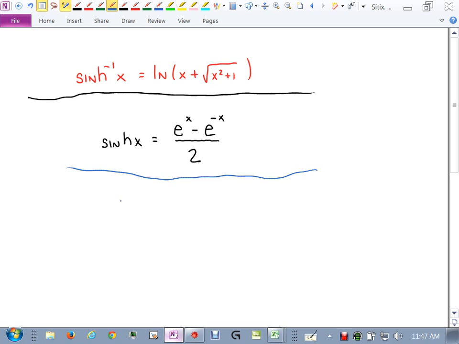So we know that sine hyperbolic x equals y means that x equals sine hyperbolic inverse of y. Is that what you were saying? Okay, I'll agree with that. But what does that do for me? Does that do anything?